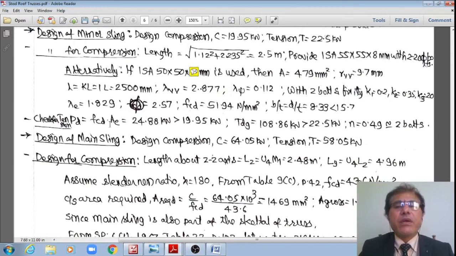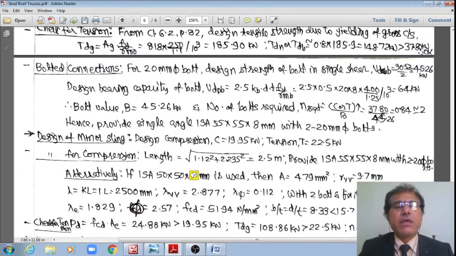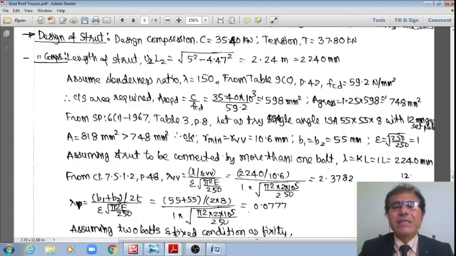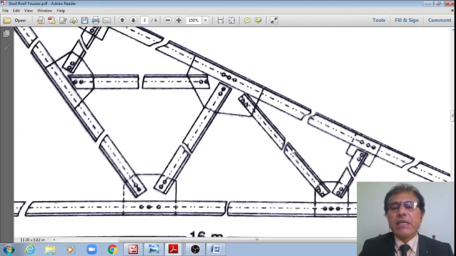Once you understood the design, the design is like this. That is how the minor sling is designed. Let me show that minor sling, student. That is my design: ISA either 55 by 55 by 8 with the 220 mm bolts here, or, as optimized just now for your understanding, 50 by 50 by 5 mm also. Then also it is able to resist both of these minor slings.